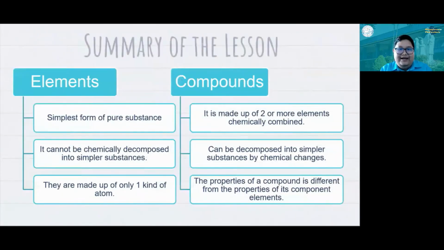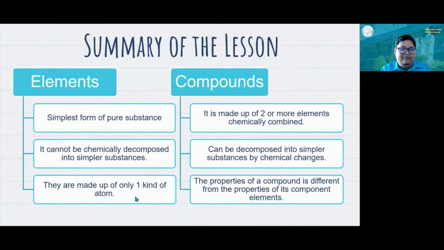Now, let us summarize the lesson. So, what are the differences between elements and compounds? An element is the simplest form of pure substance, while a compound is made up of 2 or more elements chemically combined. Elements cannot be chemically decomposed into simpler substances, but compounds can be decomposed into simpler substances by chemical changes. So we can still separate the individual elements from a compound through chemical reaction, while elements, we cannot chemically decompose them, because it is the simplest form of pure substance.